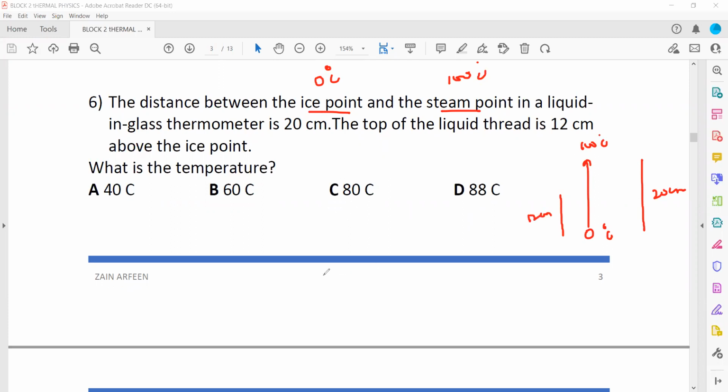So we'll use a ratio here: 100 degrees change in temperature is represented by 20 centimeter. So if it is 12 centimeter, it is represented by x. So we cross multiply: 100 multiplied by 12 divided by 20. When we simplify, 5 multiplied by 12, it will be 60. So B will be the right answer.